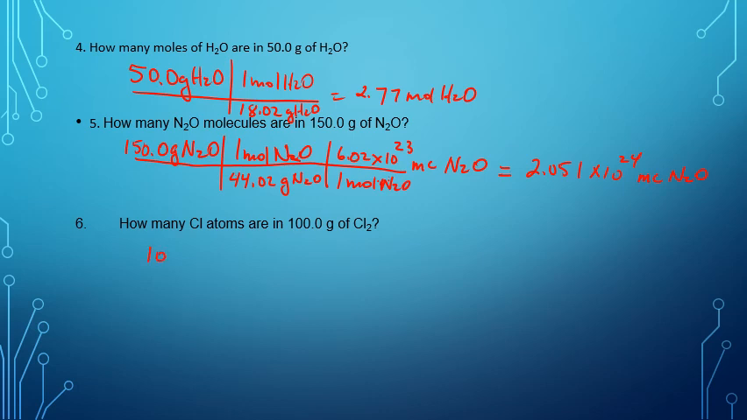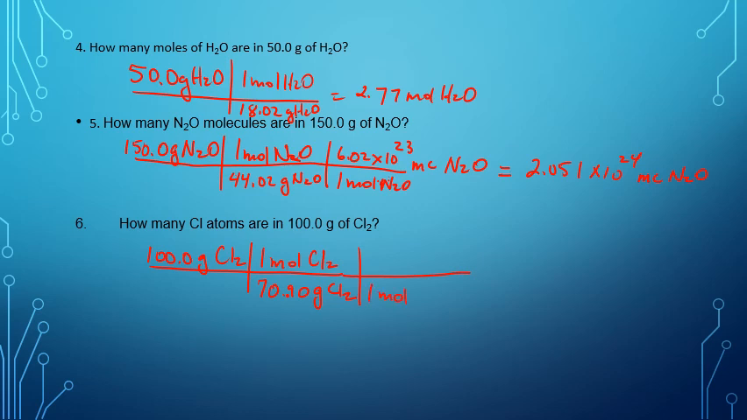So we have 100.0 grams of Cl2. First step, getting rid of the mass and converting it into moles. So I have 1 mole of Cl2 in the numerator. I have 2 times 35.45, which is 70.90 for my grams of Cl2.